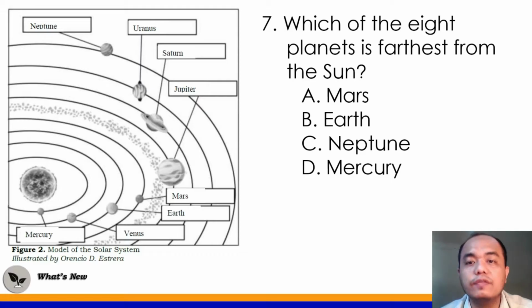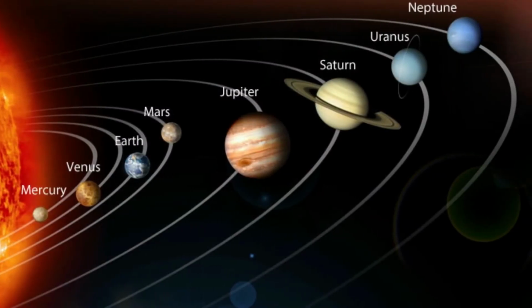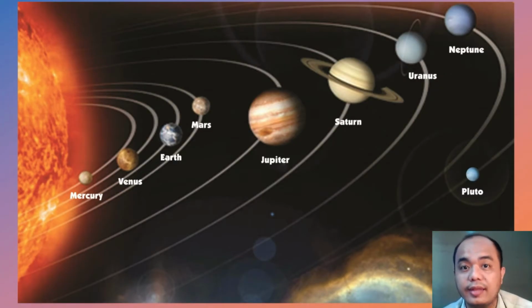Number 7. Which of the 8 planets is farthest from the Sun? A. Mars, B. Earth, C. Neptune, or letter D. Mercury? Yes, it's Neptune. Neptune is the farthest planet from the Sun. The planets in the solar system include Mercury, Venus, Earth, Mars, Jupiter, Saturn, Uranus, and Neptune, and are divided into groups, right? We all know that these are divided into inner and outer planets.